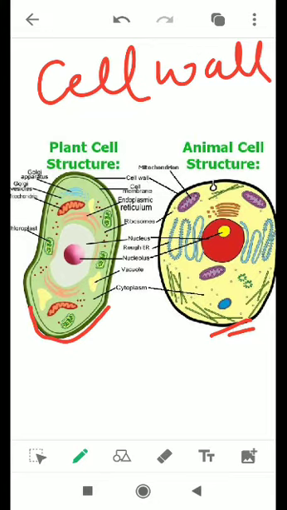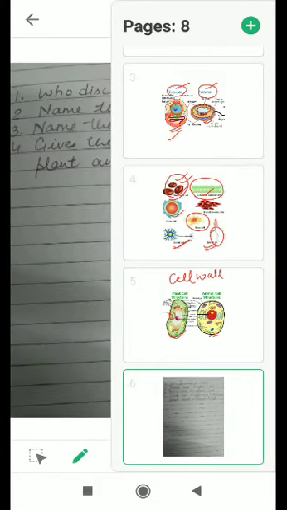And the second difference is that the plant cell consists of chloroplast. See, this is a chloroplast which helps in photosynthesis. It contains a green colored pigment called chlorophyll. Whereas chloroplast is absent in animal cell. They are not present. Let us come to the third difference. Vacuoles are very large and present in plant cell. But in animal cell, vacuoles are smaller in size and many in number. Okay. So now let us come to the questions.